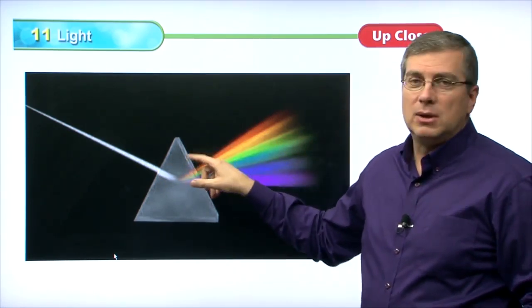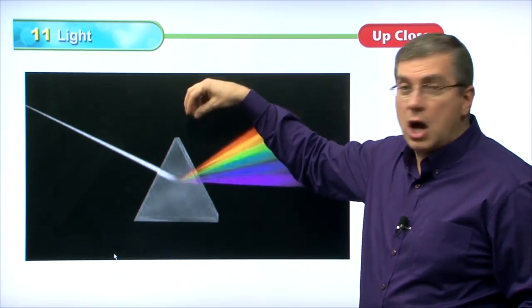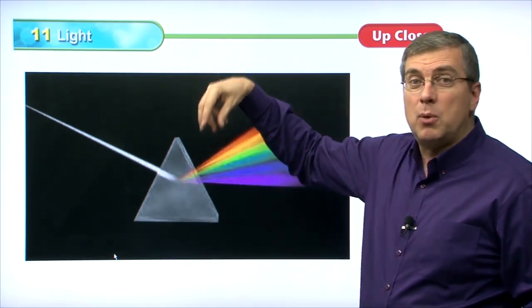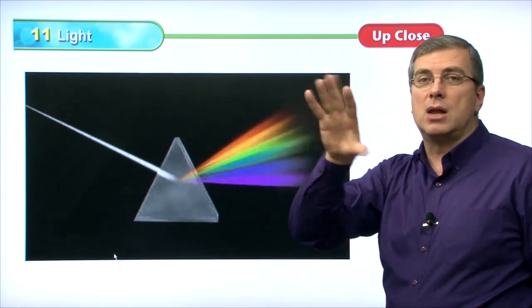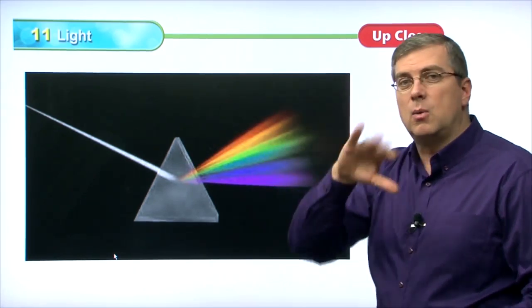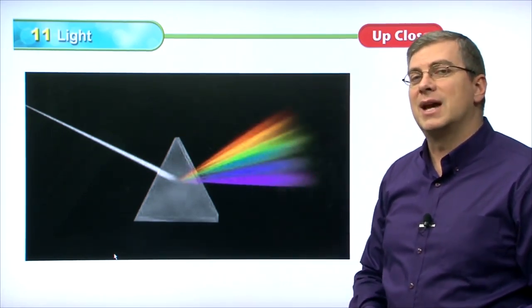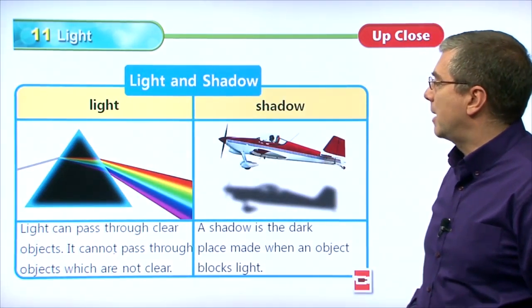By the way, some people will have these types of glass or crystal objects hanging from their porch, and during the daytime, the sunlight comes down and it makes beautiful colors on the walls because the light goes through and it makes all these different colors on the walls of their patio or outside their house. Very beautiful. Okay, now we're going to talk about shadow.